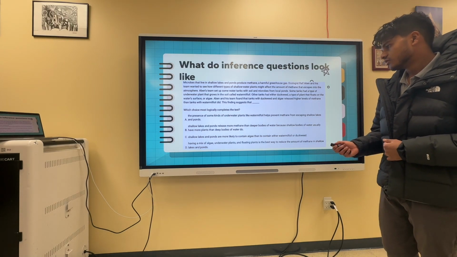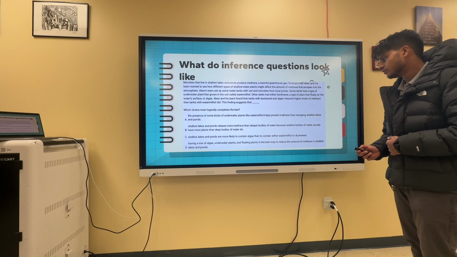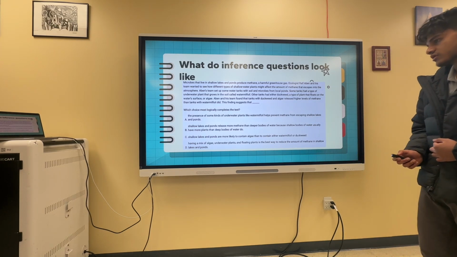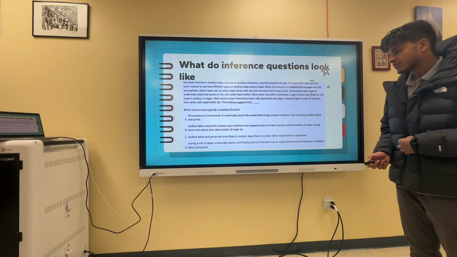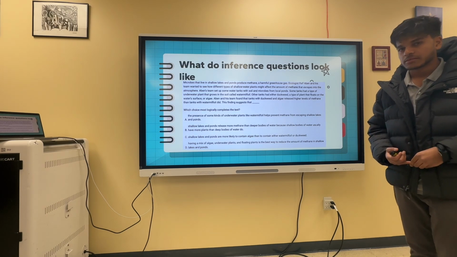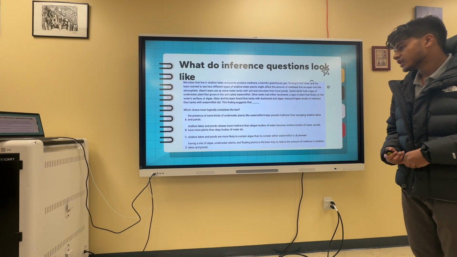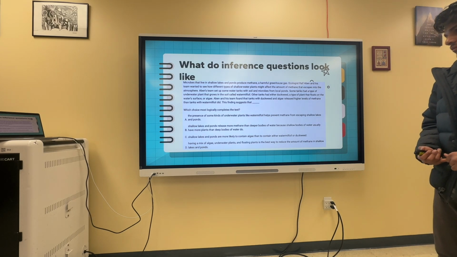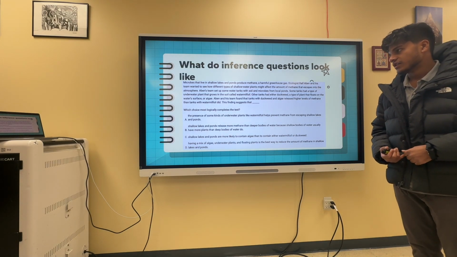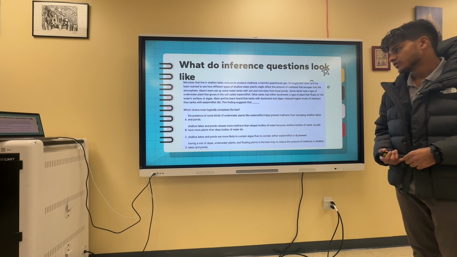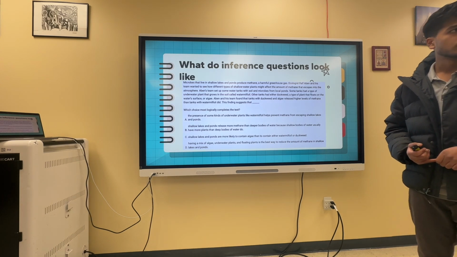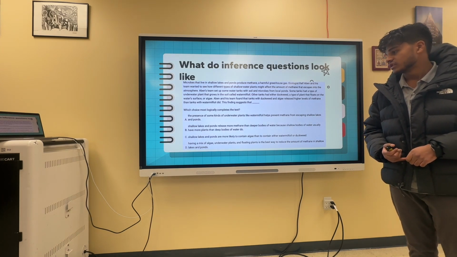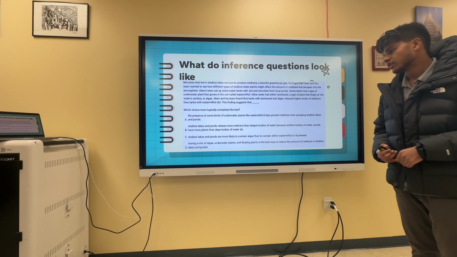A: the presence of some kinds of underwater plants like milfoil helps prevent methane from escaping shallow lakes and ponds. That seems like a good answer, so we'll keep that one. Then B: shallow lakes and ponds release more methane than deep bodies of water. B is not really relevant because it doesn't talk about the actual tanks themselves, and the study only indicates the tanks that are being studied.